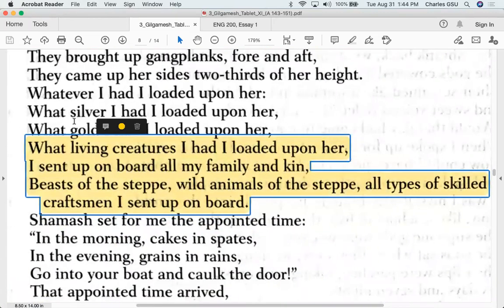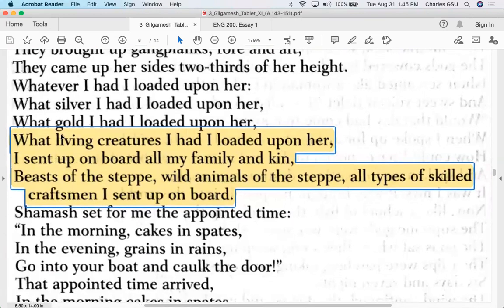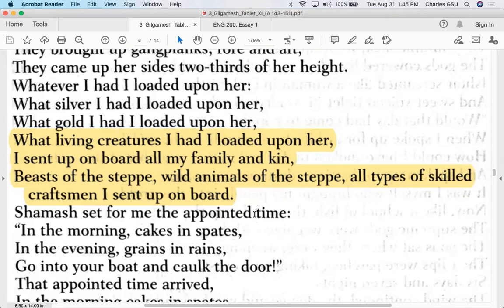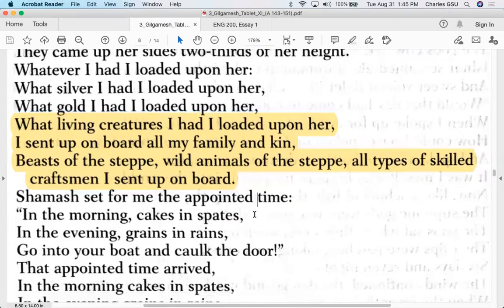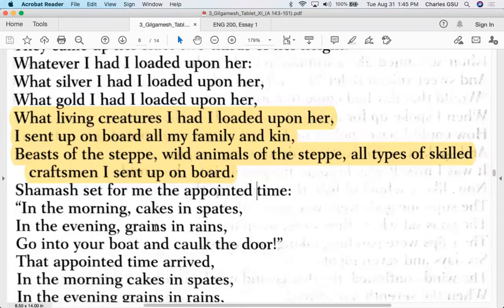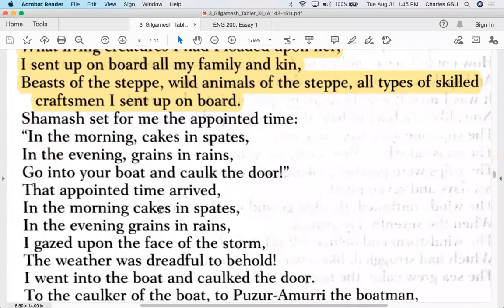And he says, Uttanapishtim, what living creatures I had loaded upon her, meaning the boat, I sent up on board all my family and kin, just like Noah does with his family. Beasts of the steppe. The steppe is really basically the foothills of a mountainside. Wild animals of the steppe, all types of skilled craftsmen I sent on board. So, family and animals. This craftsman part was not included in the Noah story.